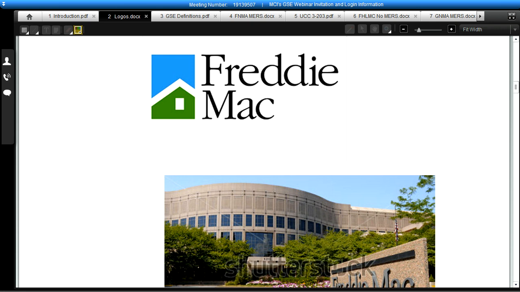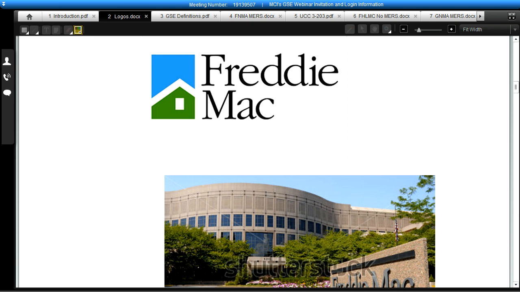Freddie Mac was also chartered by Congress as a private corporation. It's always been private. Freddie Mac was created so that Fannie Mae would not have a monopoly on the government-backed mortgages at that time. And there are more similarities between Freddie Mac and Fannie Mae than there are differences.